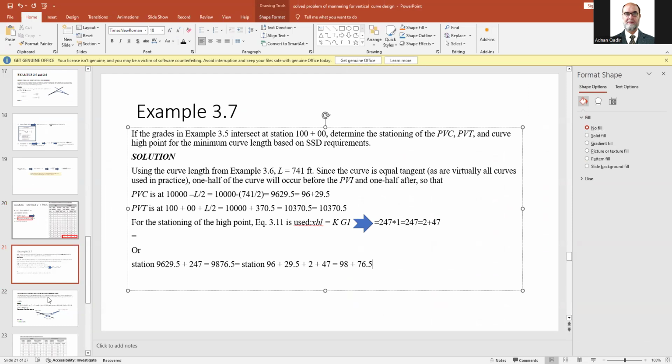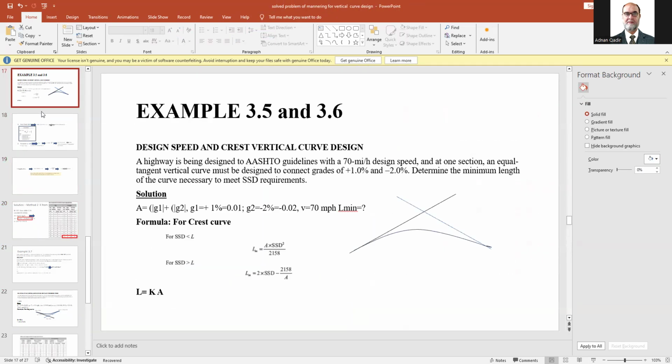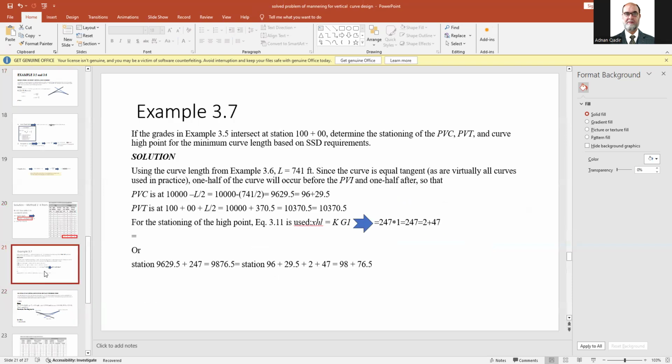Let me show this is example 3.7. So this was actually 3.5 and 3.6, and this is 3.7. Now, Bismillah Rahmani Rahim, this is example 3.7 of the same book and the same topic we were discussing about that. And here the problem is very simple.